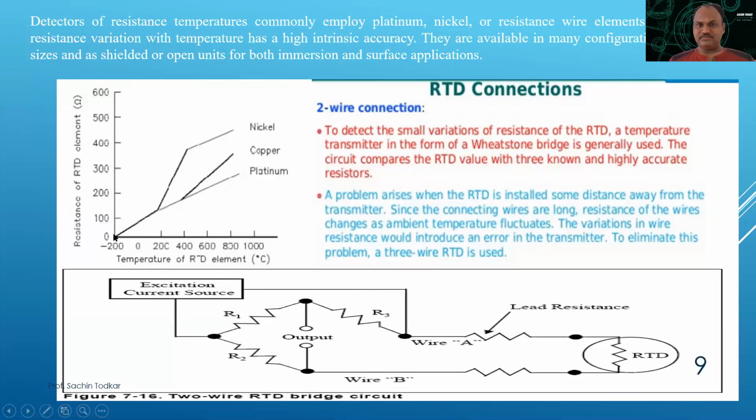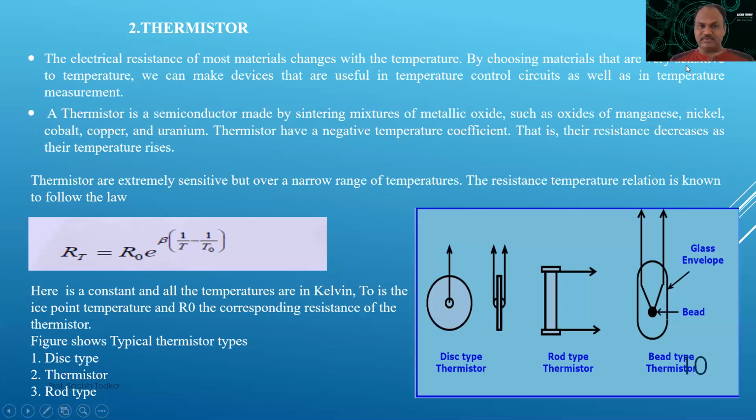So resistance and temperature both have a linear property, and that's why we use copper, nickel, and platinum in RTD sensors, RTD detectors. Now, the second type is called a thermistor. A thermistor is a device whose electrical resistance, as for most materials, changes with temperature, and by choosing materials that are very sensitive to temperature, we can make devices that are useful in temperature control circuits as well as temperature measurement.